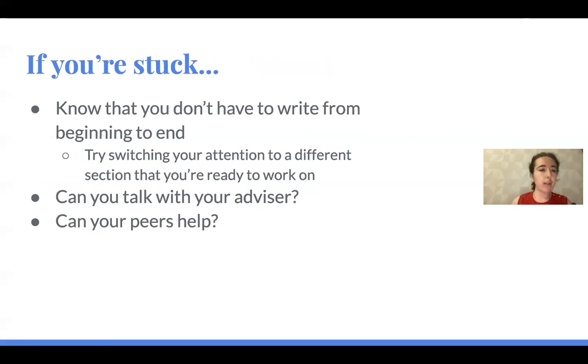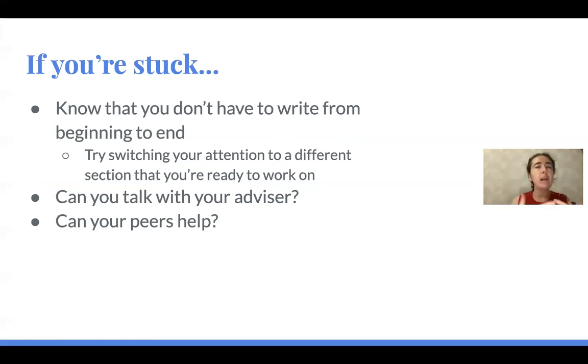Okay, if you're stuck, right? Sometimes you hit a roadblock, you don't know what to do next. The first piece of advice I always give is know that you don't have to write from beginning to end. I say this as someone who never writes from the beginning to end, right? So sometimes you get to the middle and you don't know what the next paragraph should be, but you actually have an idea about what the ending should be. Please feel free to go skip to the end, write that, you know what your conclusion should look like. You can come back to that middle part later, right?